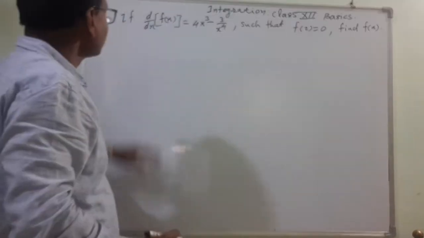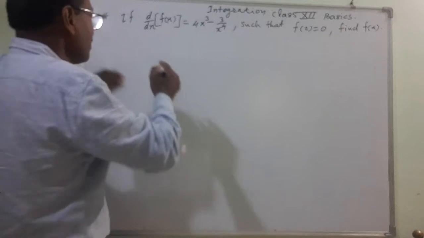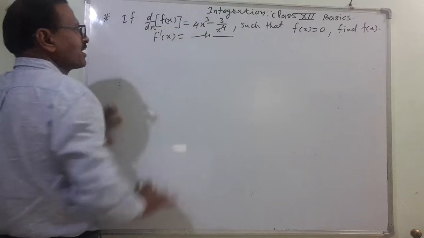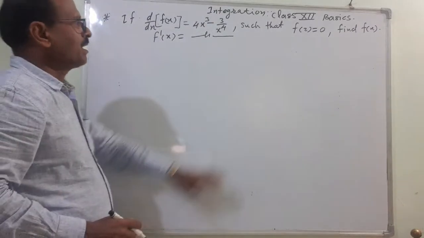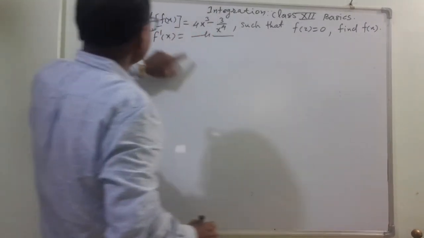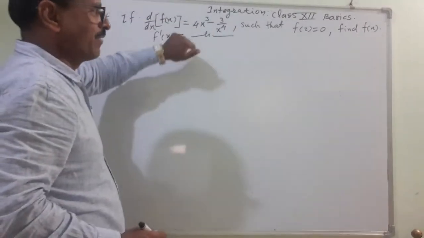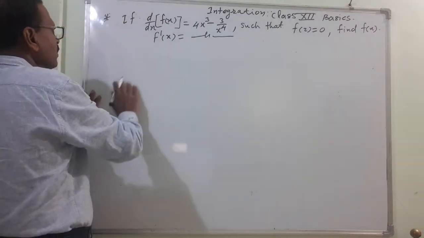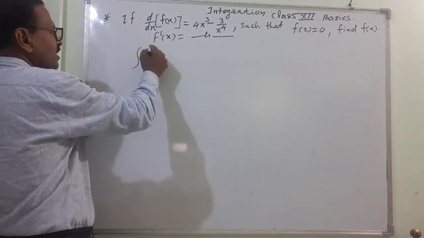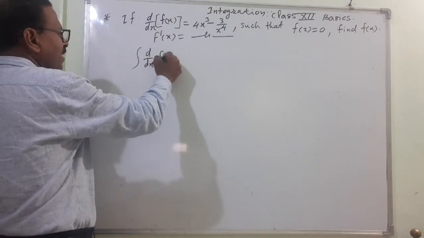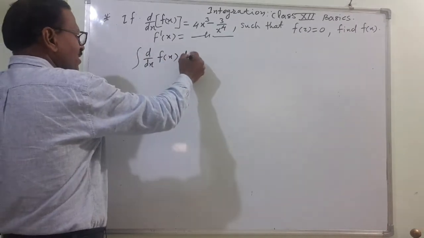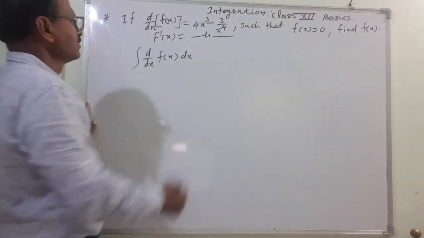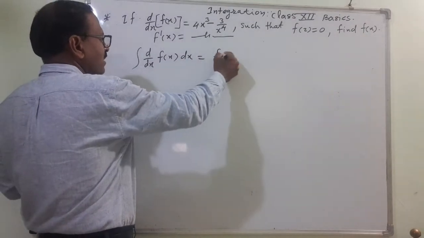In the examination, here it is written d by dx, they may write f dash of x is equal to this. That way also it can be asked. F of 2 is 0. This is f dash, means it is the derivative. So what I have to do is, in this case, integration of d by dx of f of x with respect to x, don't cancel this dx, is equal to f of x.